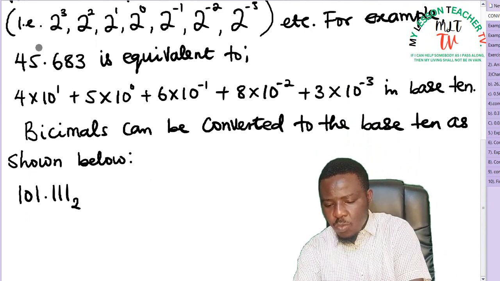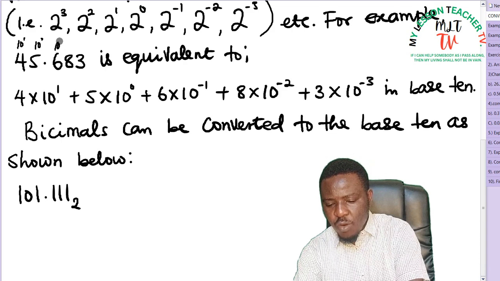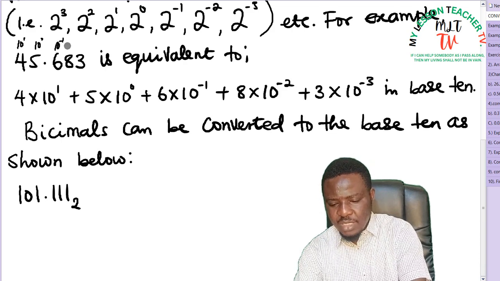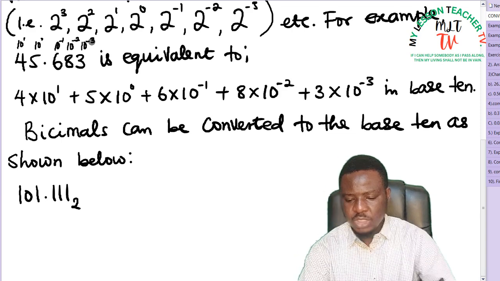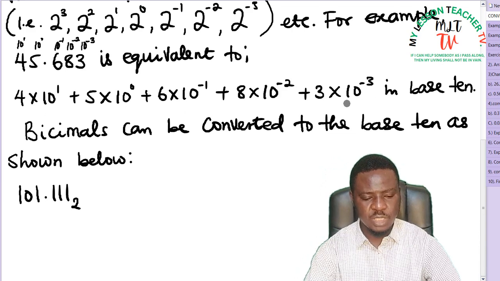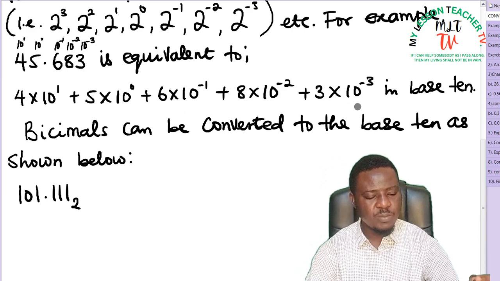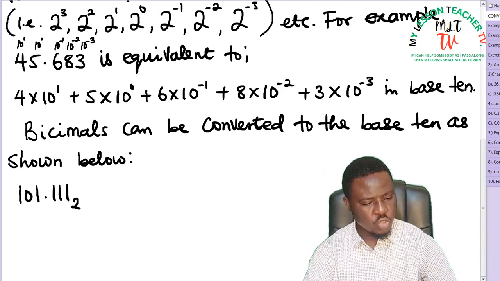In the sense that this is occupying the place value of 10 to power 0, this is 10 to power 1, which makes it the tens place value. This is said to be the unit place value. And this is said to be 10 raised to the power of minus 1, which is the tenths place value. This is 10 to the power of minus 2, which is the hundredths place value. And this is 10 to the power of minus 3, which is the thousandths place value. And when you express them as a product of their place values, this is what you will get in base 10. Also, binary fractions can be converted to the base 10 system as shown below.